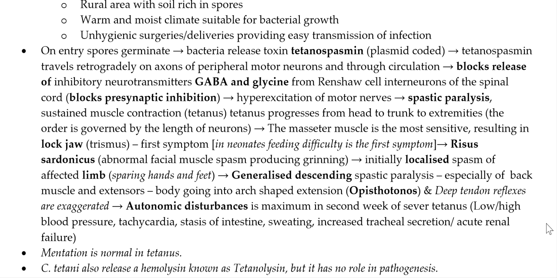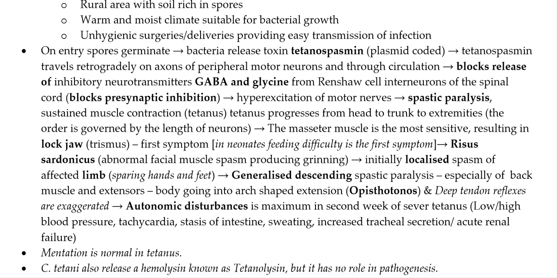Then there is spasm of the affected limb, but hands and feet are usually spared, and generalized descending spastic paralysis will happen, especially of back muscles and extensors. The body will go into an arc-shaped extension, which is known as opisthotonus. All the deep tendon reflexes are exaggerated, and if the patient survives, then autonomic disturbances occur in the second week of severe tetanus, manifesting as high or low blood pressure, tachycardia, inhibition of peristalsis of the intestine, sweating, increased secretion in the trachea, as well as acute renal failure.